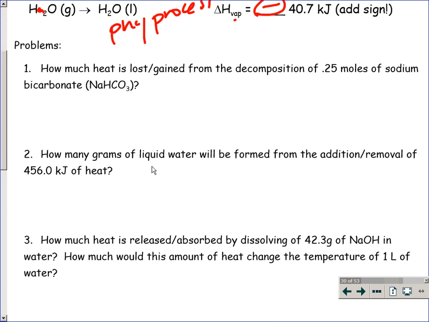So for question 1, how much heat is lost or gained from the decomposition of 0.25 moles of sodium bicarbonate? Okay, so this was just a stoichiometry question. What do I have to start with?